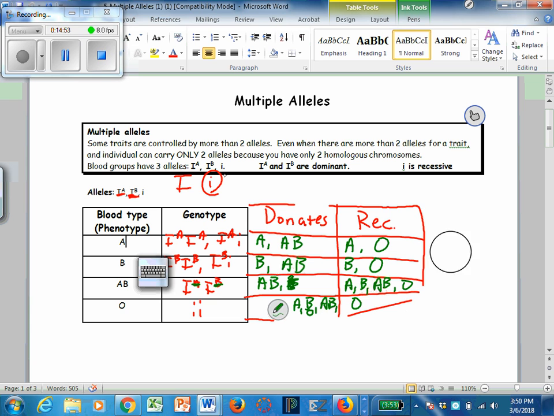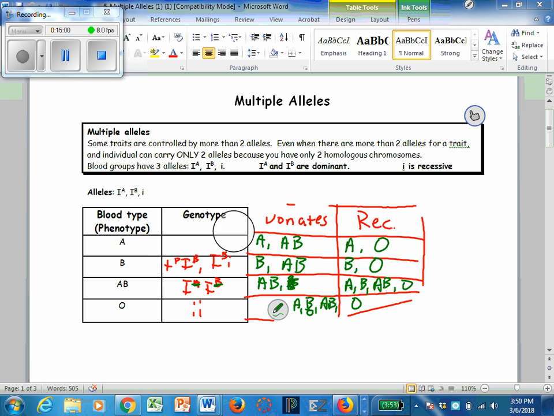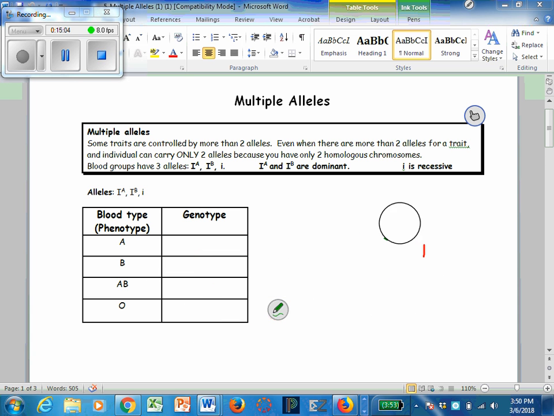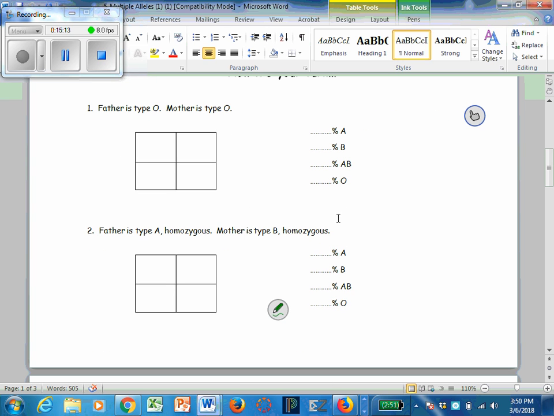I'm going to erase this. Did it work? No, it did not. So I'm just going to have to erase it the old-fashioned way, which is fine. And we'll do a practice problem or two, and then you'll be on your own. So I'm scrolling down here. So now it's your turn.